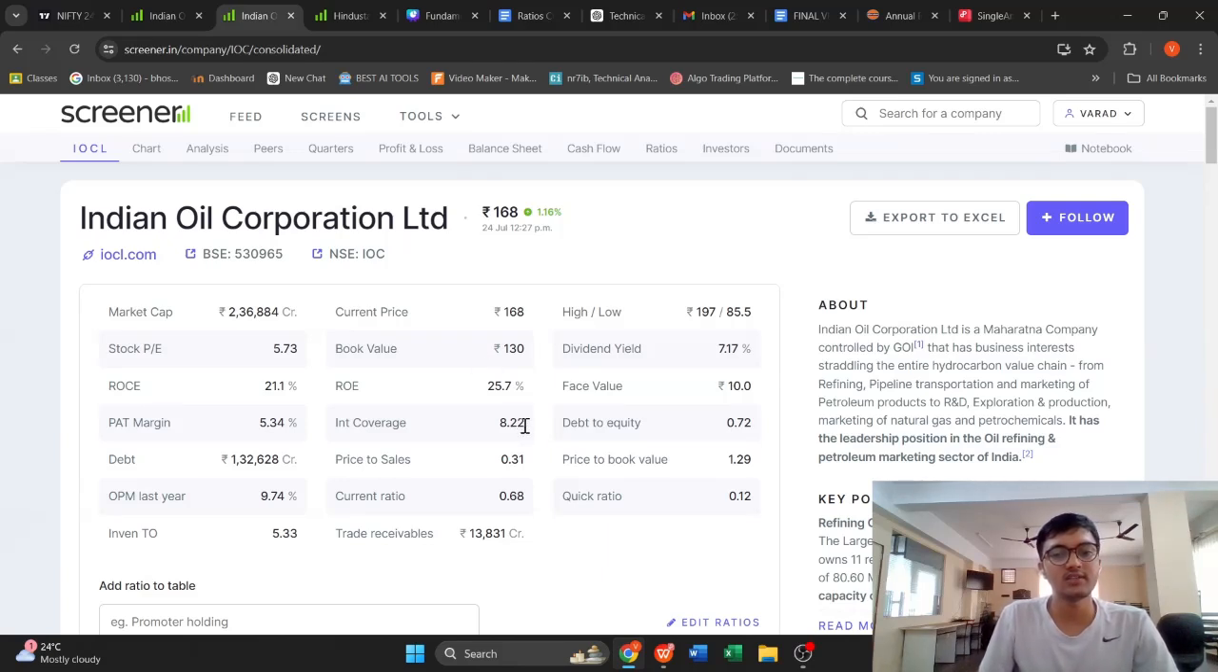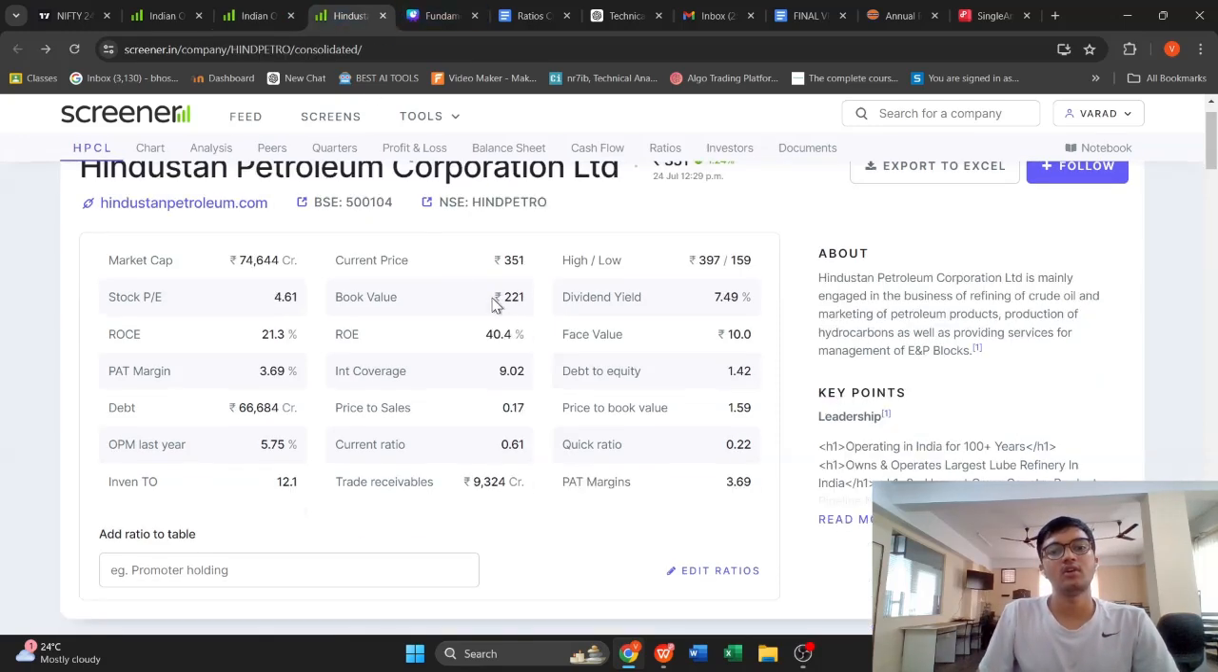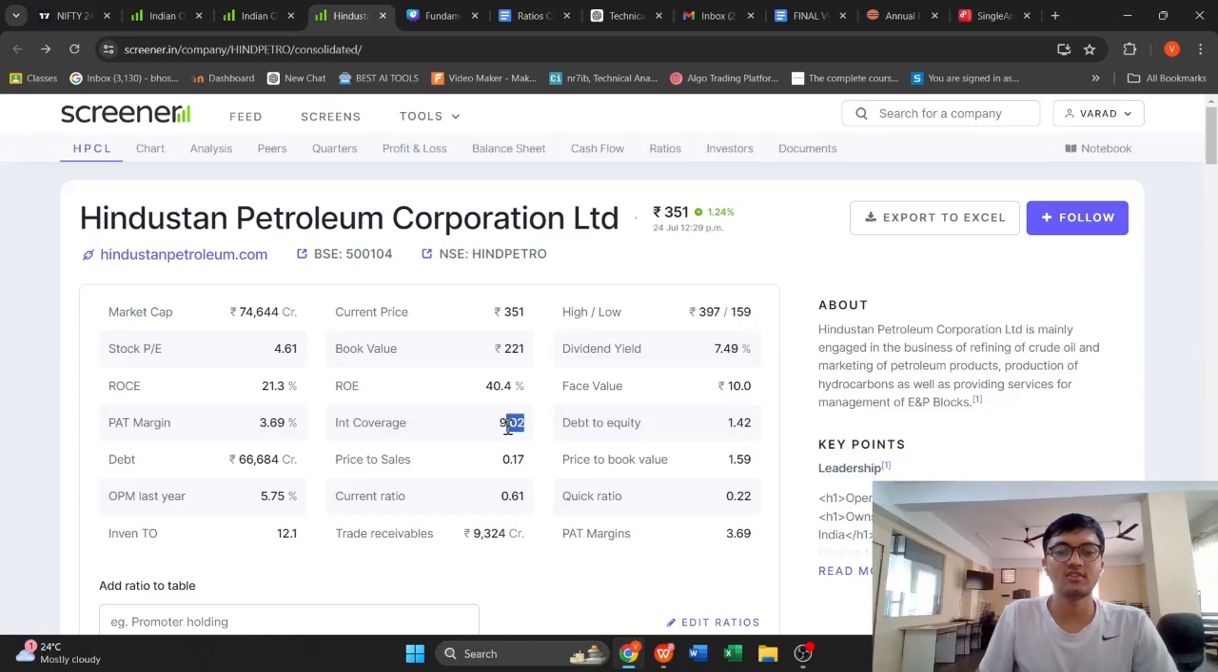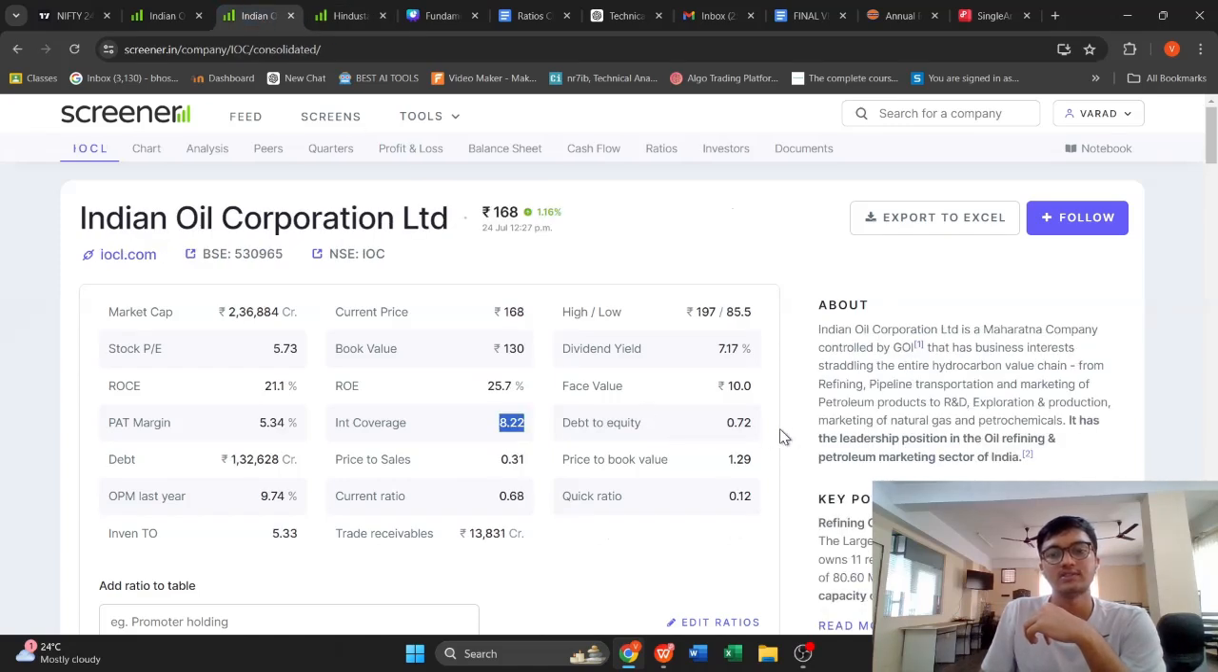And let's see the interest coverage. The interest coverage in this case is 8.22, which is a fairly good number. So the company has 8 times the money it has to pay in interest. In case of HPCL, the interest coverage ratio is greater. So HPCL has more money, compared to IOCL, to repay its interest. It has 9 times the money it has to pay in interest. But the debt to equity in this case is risky, and in this case it's less risky.